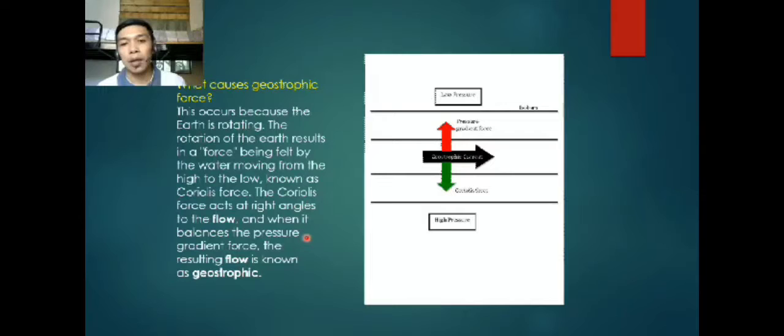So, ayun, meron tayong diagram. Ito yung low pressure natin. Ito yung low pressure area, ito yung high pressure. So, ito yung Coriolis force, yung force na nag-act perpendicular pababa, yung flow niya. Tapos, ito yung pressure gradient force, yung red na yan, yung pataas. So, pag na-balance yung pressure gradient force, ito yung nagiging result, yung geostrophic current.